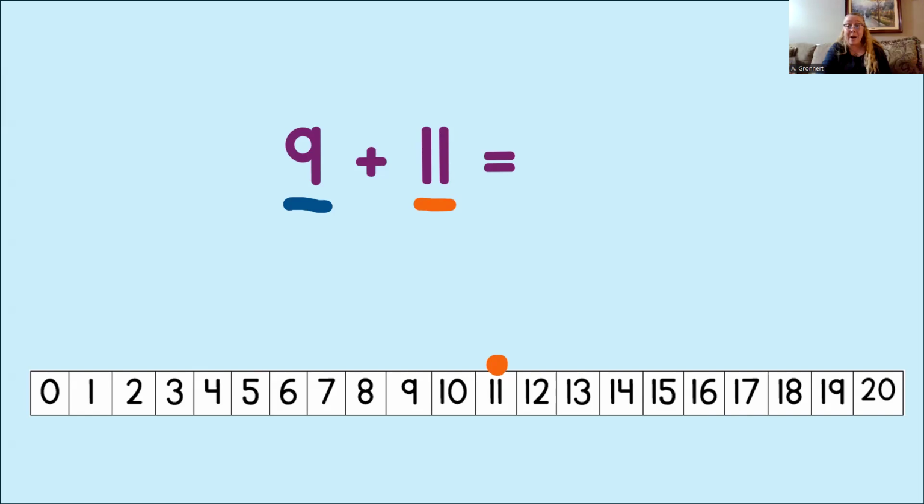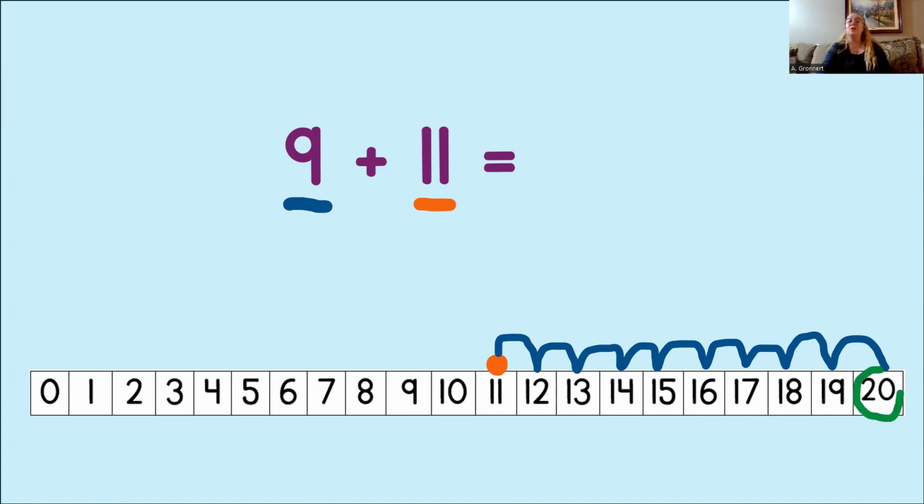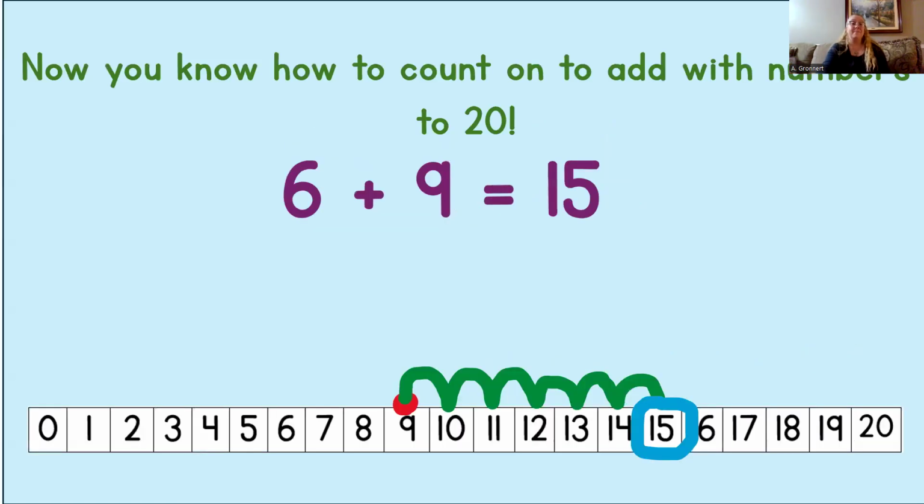Let's do that now. 1, 2, 3, 4, 5, 6, 7, 8, 9. Where did we land? We landed on the number 20. Let's write that number into the equation. And now we know 9 plus 11 equals 20. This is fun. Now you know how to count on to add with numbers to 20.